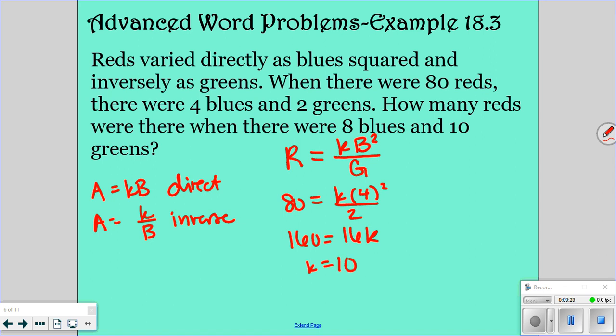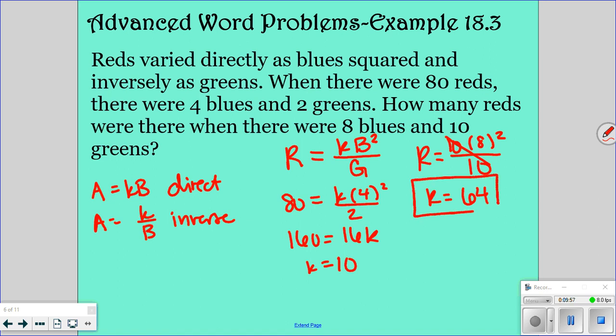Now we can plug it back in and find out how many reds we have. So how many reds were there when we have 8 blues, so 8 squared, and 10 greens? And then our k is also 10, because that's what we just found. You can cancel these 10s, basically, which will leave you with r equals 8 squared, which is 64. So we have 64 reds. So that's how you deal with a direct and an inverse variation question.